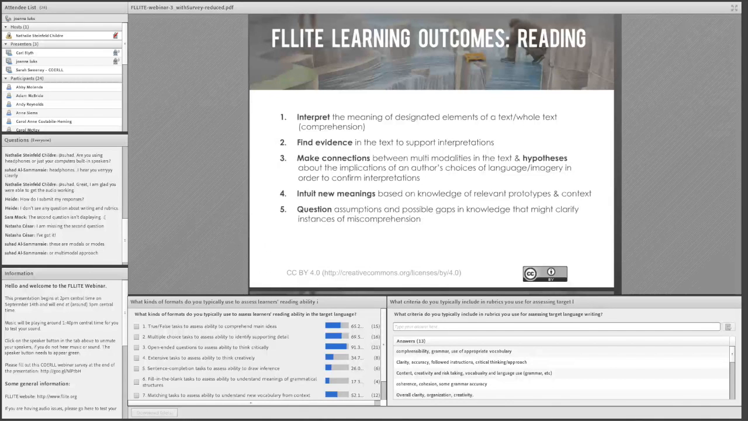So number three is make connections between multimodalities in the text, because often there are multimodalities, even if it's not as explicit as a combination of an image and text. There may be differences more subtly within genres, etc. So making connections between multimodalities and making hypotheses about the implications of an author's choices of language or imagery in order to confirm interpretations. Right? What does it mean when an author has a number of choices in expressing a certain notion? What does it mean that the author chooses what is evident in the text? And how does this contribute to this internally coherent system?